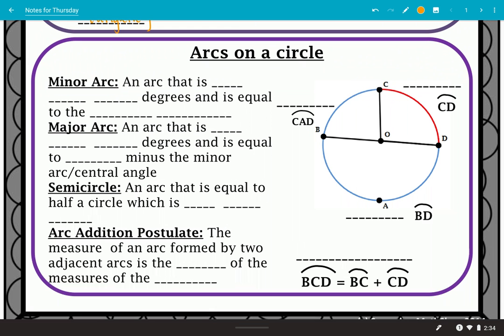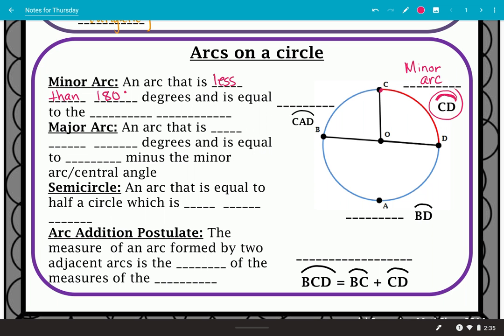Now we also have some arcs on the circle. So a minor arc, so think of it as like the minor leagues. It is going to be less than 180 degrees. It's going to be small, okay? And so minor, and it's usually going to have only two letters. So this is minor arc. And we usually use the symbol of like an arcing line or half circle on top of it. So that's a minor arc.